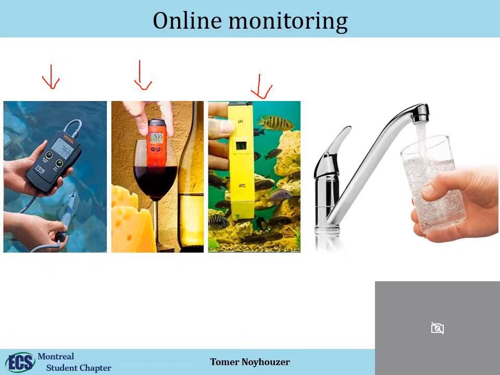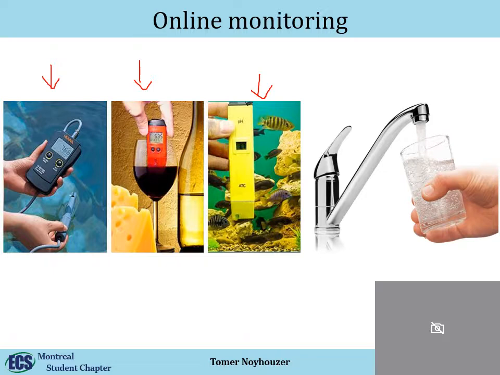If you have a change in the pH, your wine will be bad, your fish will die. A change in the salinity, or if you're measuring heavy metals, then your water is no longer drinkable or swimmable, depending on where the water is. And the problem is that usually people do sampling, just like in these pictures. People will go to the place or will take a sample, perform a measurement, analyze their results, and then report.